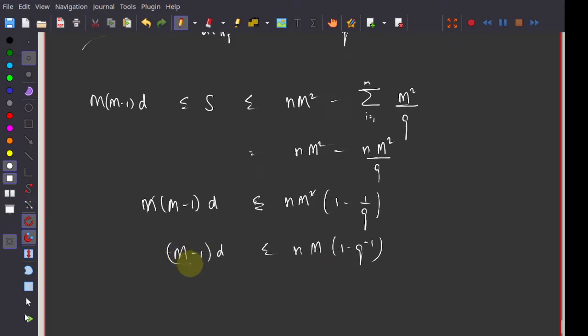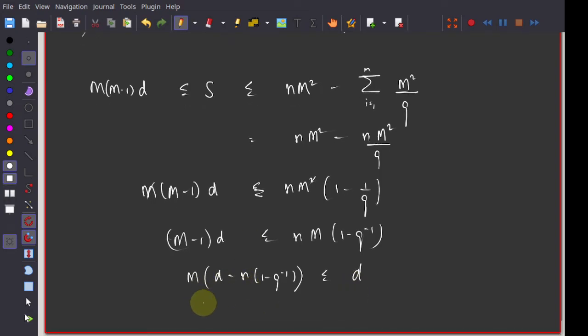Now I want a bound on M, so let me take all the M terms on one side. So M into (d minus n into (1 minus q inverse)) is less than or equal to d. I take this d term to the right hand side and bring all the other terms to the left hand side. I basically get M is less than or equal to d divided by d minus n into (1 minus q inverse).